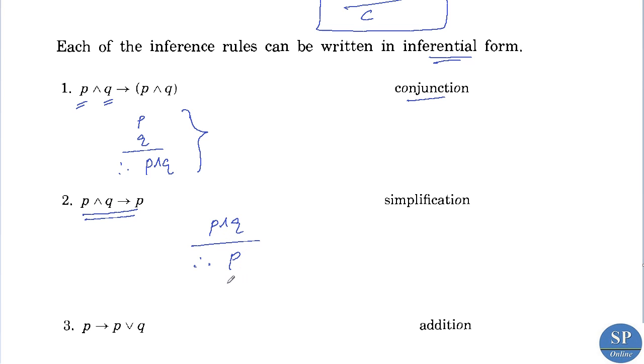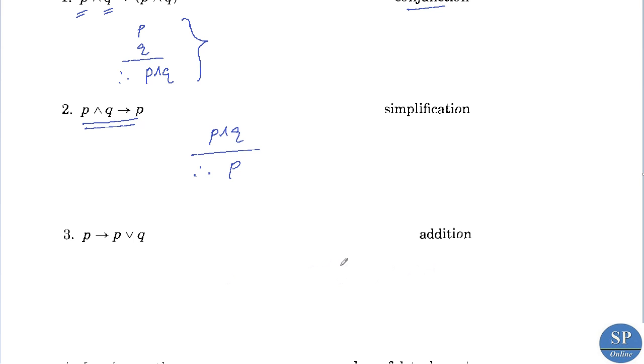Now what about the addition rule? The addition rule is nothing but P implies P or Q. So if P is true, then P disjunction Q is also true. In inferential form we can write this as P, the only hypothesis, therefore P disjunction Q. So if P is true, then P or Q, that is P disjunction Q, is also true. That is the addition rule.